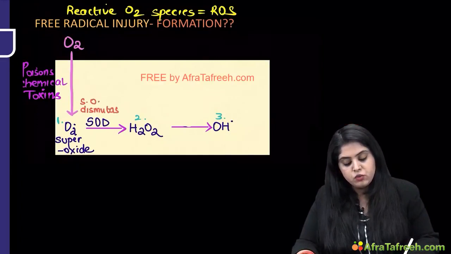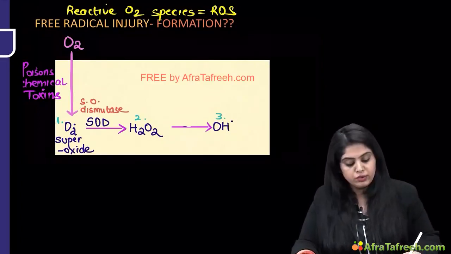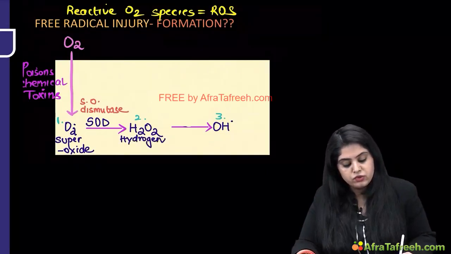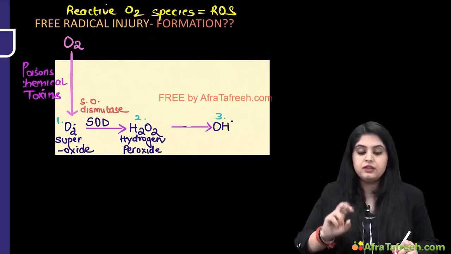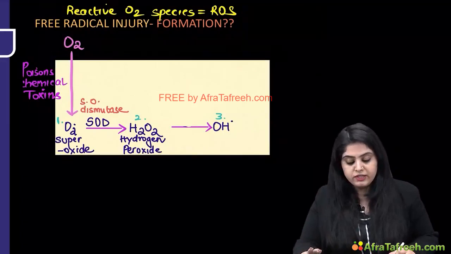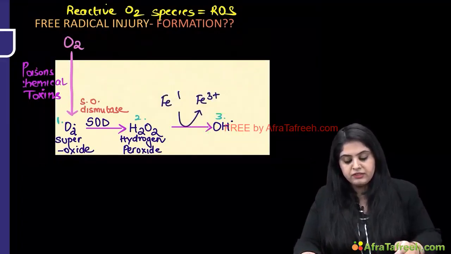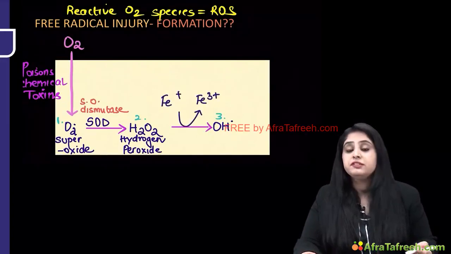It will change into what? It will change into H2O2. H2O2 means hydrogen peroxide. It is going to change into H2O2, which is hydrogen peroxide. That is the second free radical. Hydrogen peroxide will then change into hydroxyl in the presence of what? It will change in the presence of the very famous iron.